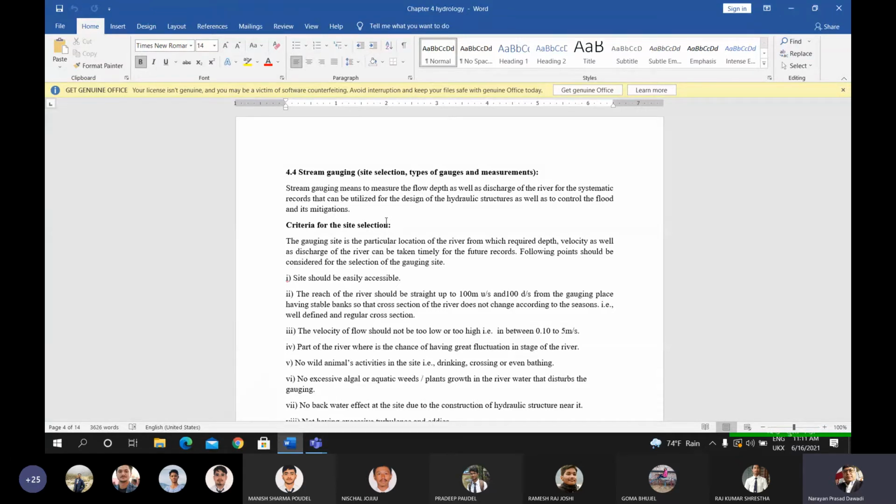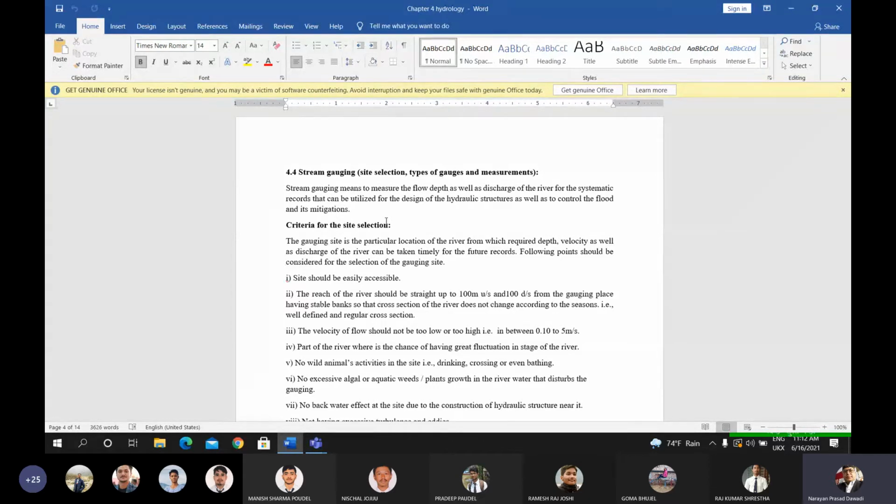But stream gauging does not only cover measuring the depth of flow. It also considers measuring the velocity of the flow, the discharge of the flow, and the sectional area of the flow. Okay, these are all part of stream gauging. At that gauging site we take the stream depth, the stream velocity, the stream discharge, and the sectional area of the gauging station is also measured there.